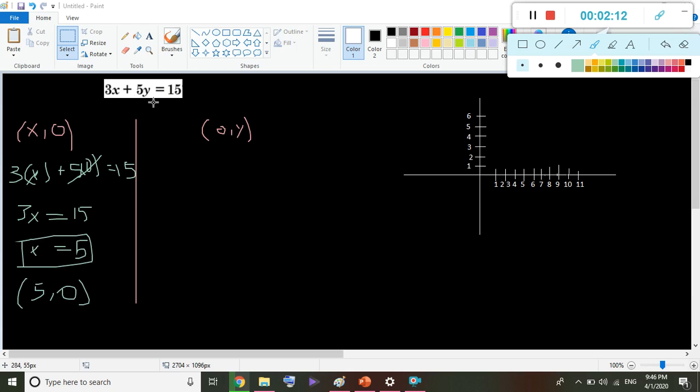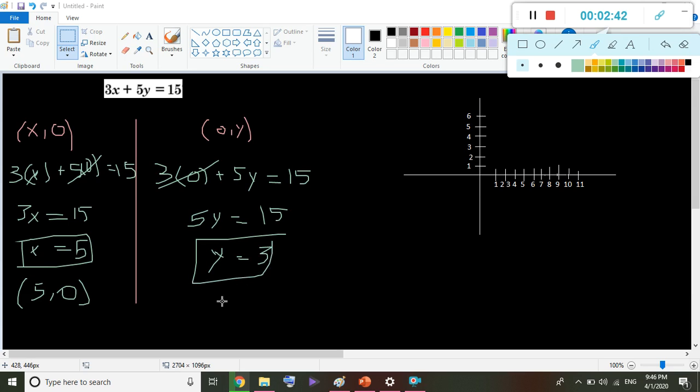Now let's see the y-intercept. We have to substitute x as 0. So it's going to be 3 multiplied by 0 plus 5y equals 15. This will go as 0. It's going to be 5y equals 15. Then we're going to divide everything by 5 to find y, which is 15 divided by 5 equals 3. So my y-intercept is going to be (0, 3). So now we have 2 points.